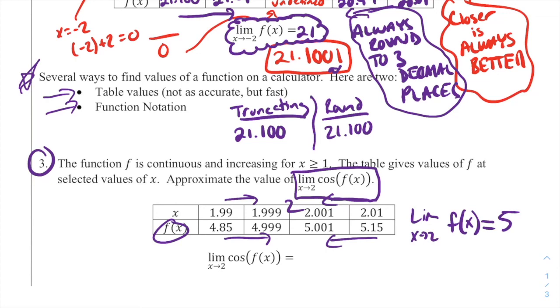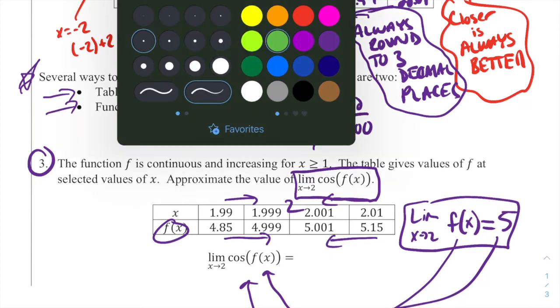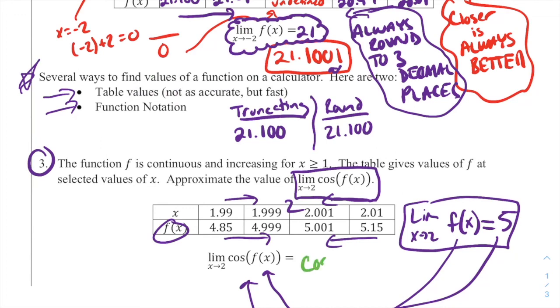Notice, though, that this problem is asking me the cosine of f of x. So I know that f of x is going to 5. I know this piece. And so then what we can infer from this is that if f of x is going to 5, then that 5 is going to go in where that f of x is. So this should be equal to, since we already did the limit, whatever cosine of 5 is going to be.